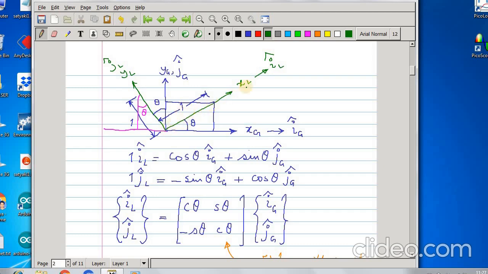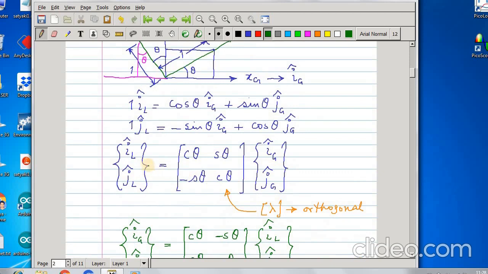So we can write 1 along il is equal to cos theta along ig and sin theta along jg. So this is what we are writing. And 1 along jl equal to minus sin theta along ig and plus cos theta along jg. So this is the relation between il, jl and ig, jg. So we can easily put it in a vector. So this is the vector relation.